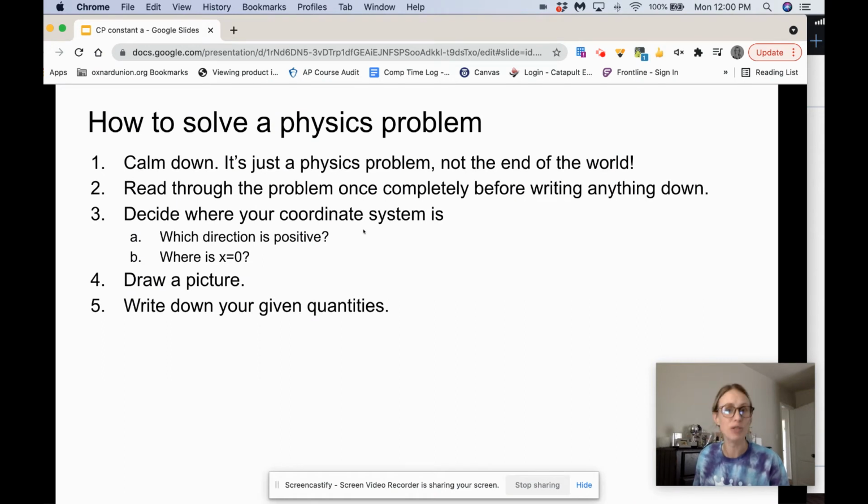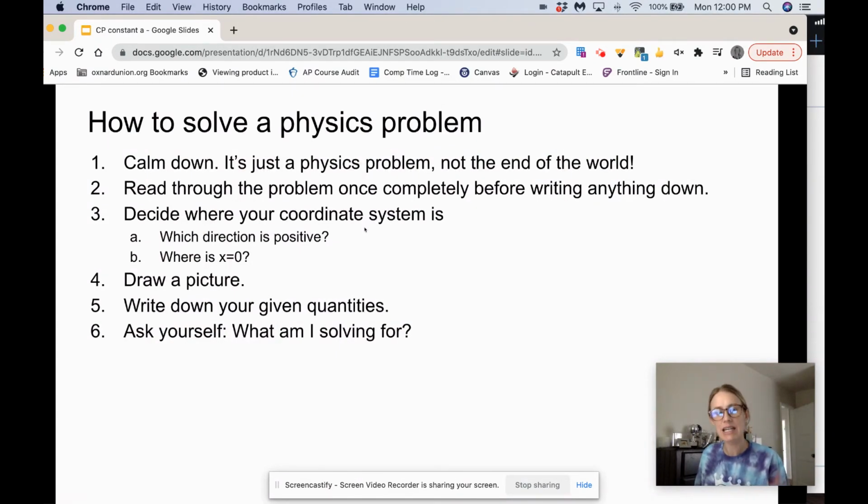Number five, you want to write down your given quantities. This is a step you should never skip, okay? Always write down your given quantities. And you want to write the variable equals this. So initial velocity equals 5 meters per second. Acceleration equals 2 meters per second squared. You want to write these down so that you know, okay, what are they giving me? And what variables do I have so that you can pick the right equation? And that comes in a couple more steps.